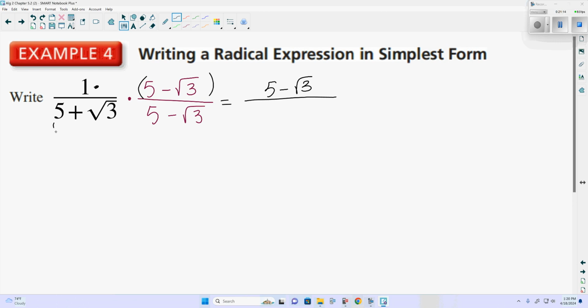Now the denominator, we're going to distribute. 5 times 5 is 25. 5 times negative square root of 3 is negative 5 square root of 3. Square root of 3 times positive 5 is plus 5 square root of 3. And lastly, square root of 3 times negative square root of 3 is negative square root of 9.